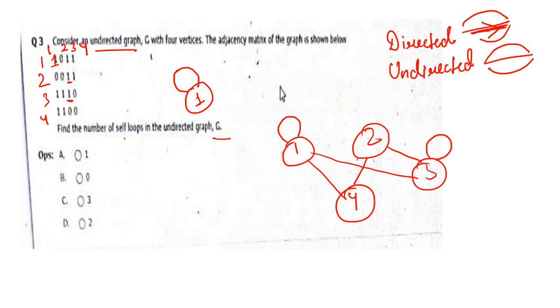Now they are asking the number of self loops. So how many self loops are there? 1, 2. There are 2 loops, so we have to mark option D as the correct answer. I hope you understood the question, and in case of any doubt, make sure to comment and I'll reply with the answer. Right, so let's see the next question now.